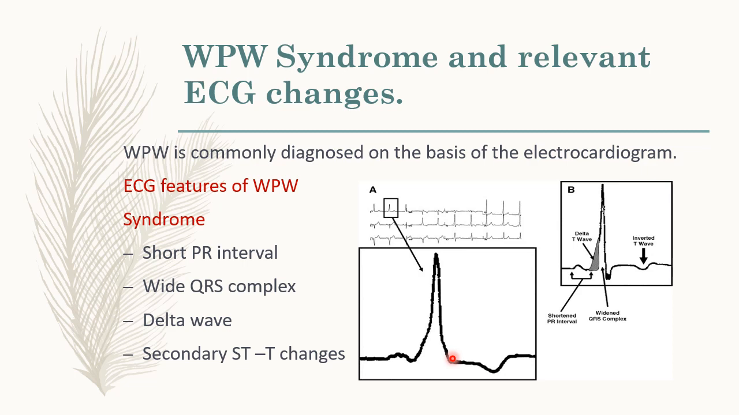I'll repeat again: short PR interval, wide QRS complex, steep upstroke of the QRS complex, which is the delta wave, and secondary ST-T changes. Secondary ST-T changes mean abnormal repolarization of the ventricle.